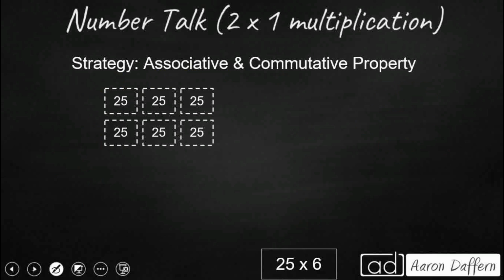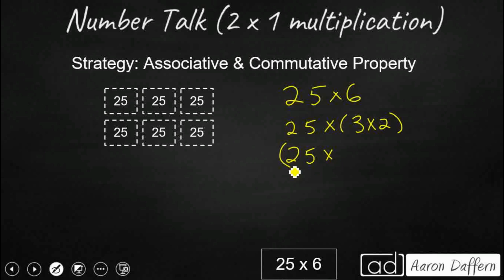Another way is if we use the associative property again, and this time, let's take our 25 times 6. Instead of breaking up the 25, let's break down the 6 into prime factors. So we're going to do 25 times 6 is 3 times 2. Now, what we're going to do is we are going to shift our parentheses here, and I want 25 groups of 3 times 2. Now, that's the associative property, so I kept everything the same. I just shifted the groups.